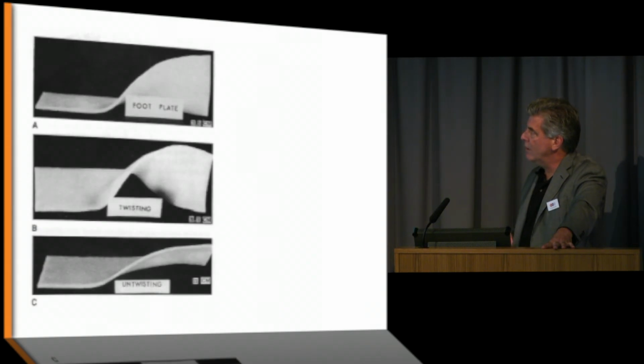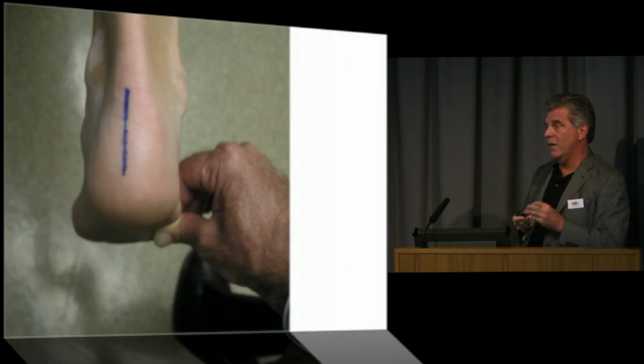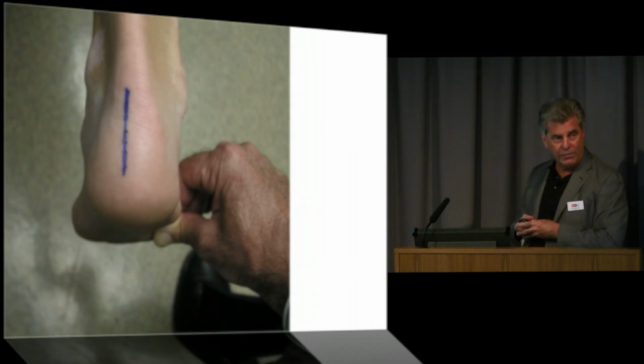There's the three appearances. So this plate has gone from an untwisted length of 23 centimeters to a twisted length of 20, okay? So I said, if that's true, we should be able to take a human foot and twist it and measure those same changes, okay? So here is my single subject design study.